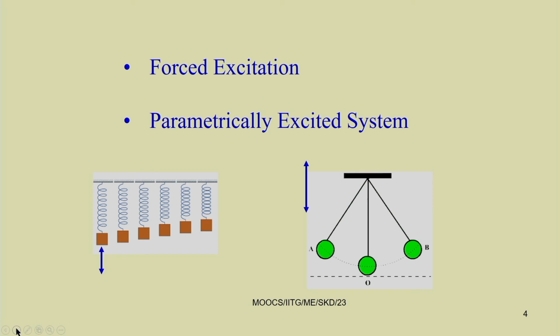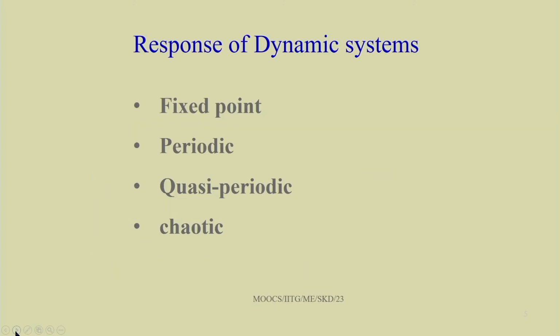In both the cases we have observed one can have this fixed point response, periodic response, quasi-periodic response and chaotic response. In case of periodic response, the response will repeat after an interval of time T. So, it may be periodic, it may be 2 periodic or it may be multi harmonic responses. Similarly, in quasi-periodic response, which we are going to study today, and chaotic response, we will see how the behavior of the system is represented by these responses today.